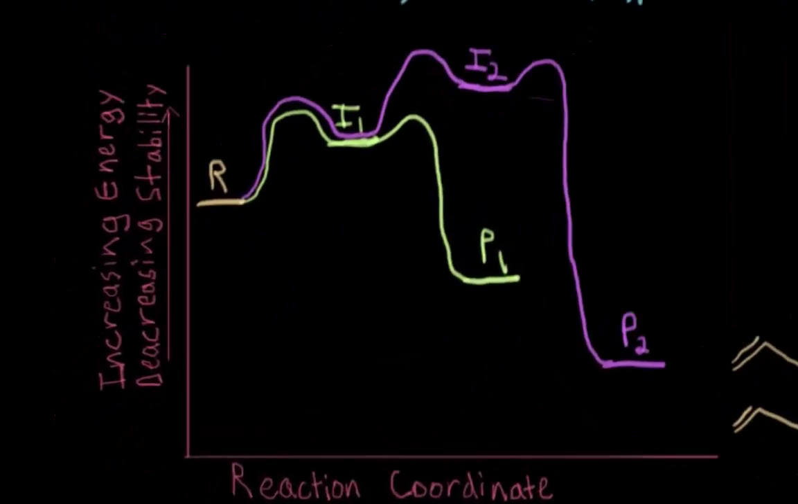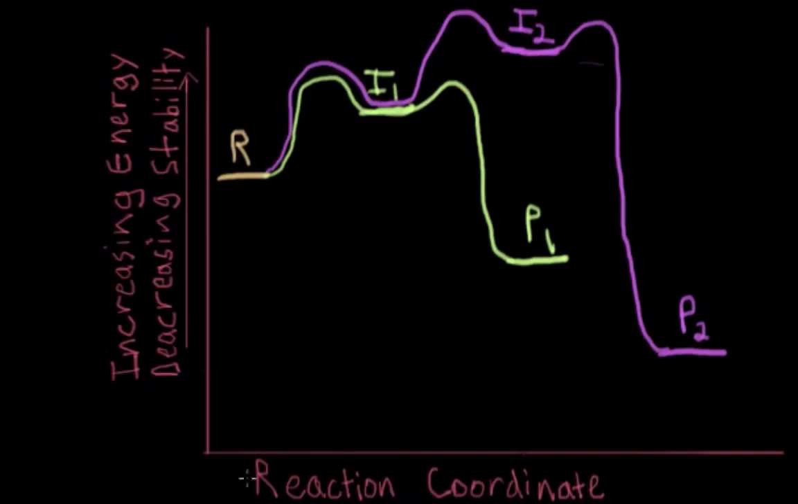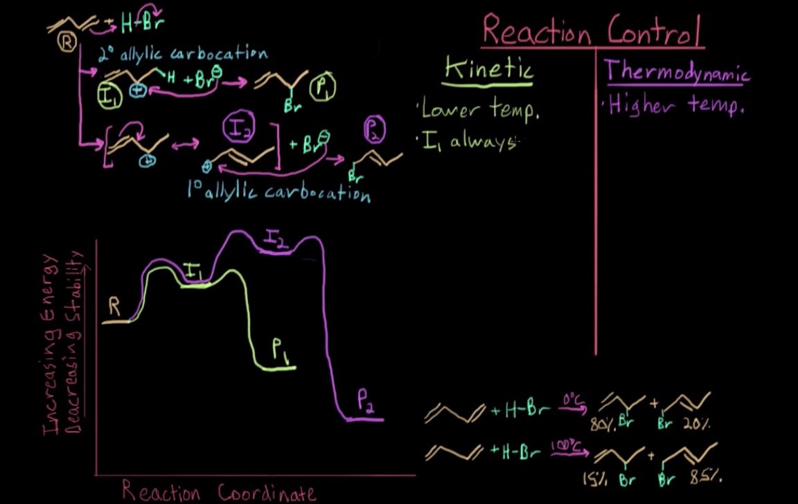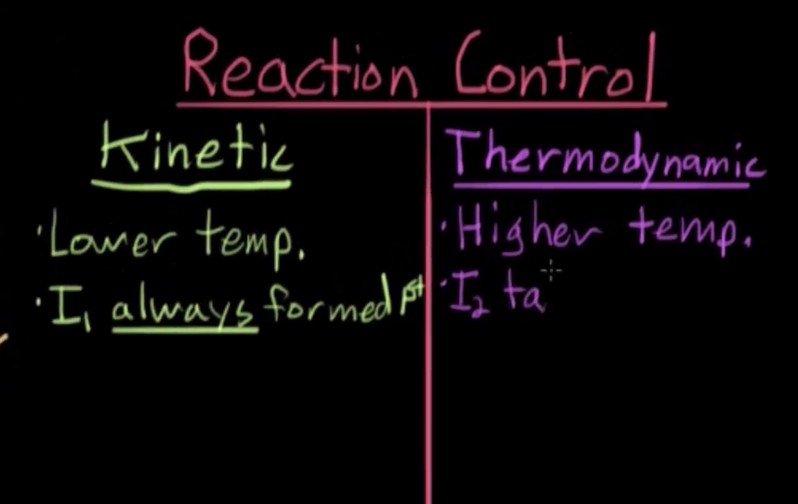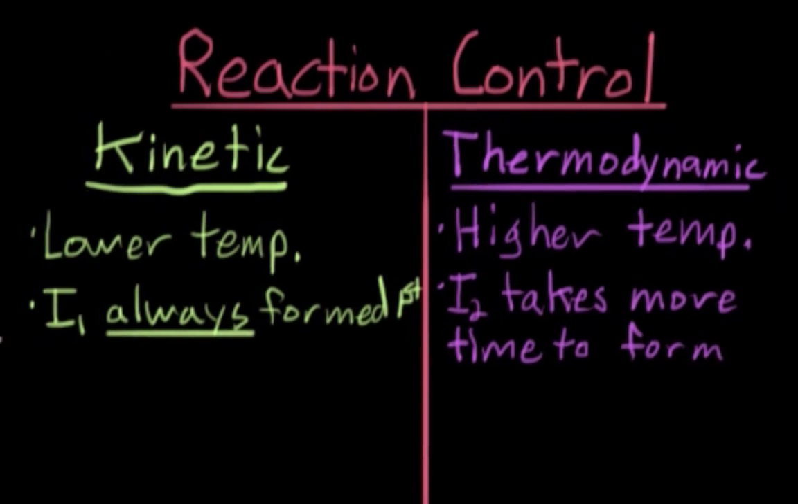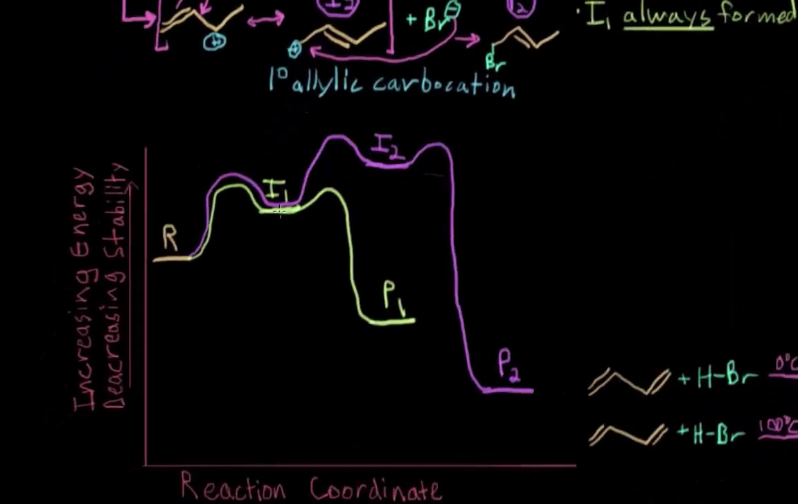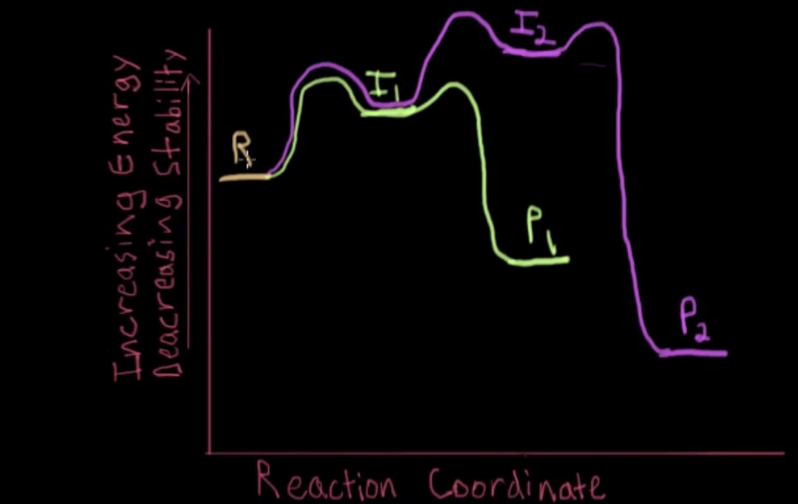But first, let's notice that in our reaction coordinate diagram, the reaction coordinate can also be a time axis. I wouldn't say it's exactly a time axis, but if we imagine it as one, we start with our reactant, and the first thing that forms is intermediate 1. So I1 is always formed first. If we continue thinking about this as a time axis, it'll take more time for I2 to form. Also, on the subject of the intermediates, I said before that I1 is higher energy, or less stable, than the reactant R, and I2 is also higher energy and less stable than our reactant R.